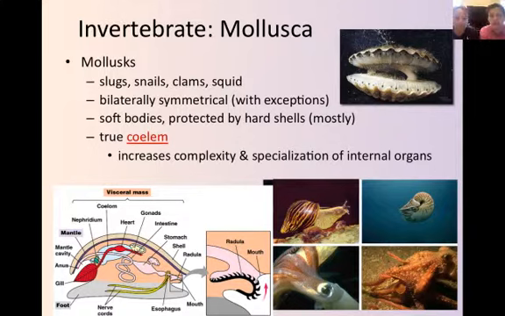Alright, moving on to Mollusca. These are your mollusks, which are your slugs, your snails, clams, and squid. They're also bilateral symmetry. There are a few exceptions, but for the most part, they're bilateral. They do have soft bodies, which are usually protected by a hard shell. Now, they do have a true coelom, meaning their body cavities are able to produce these more complex and specialized organs in order for their bodies to carry out certain functions.